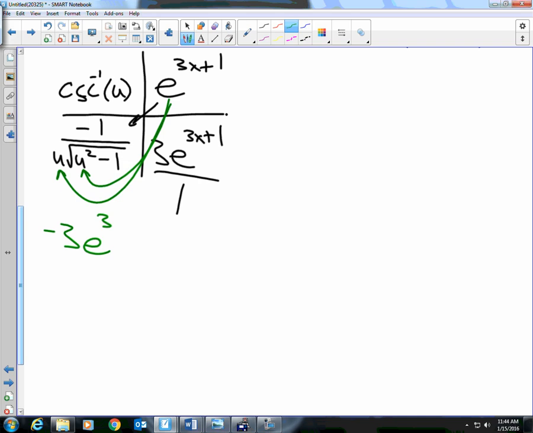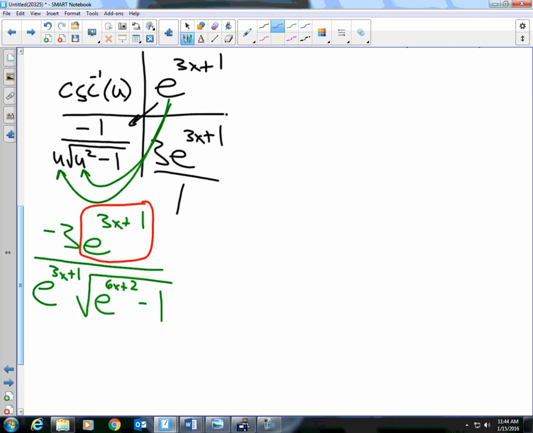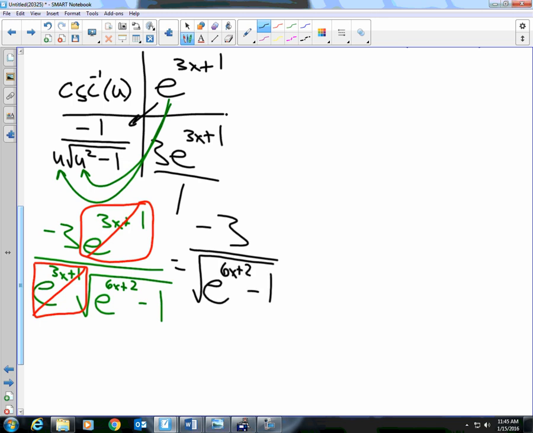Negative 3 times e to the 3x plus 1 divided by, and u is e to the 3x plus 1 times the square root of, if I square e to the 3x plus 1, what do I get? E to the 6x plus 2 minus 1. So you can see from our work here that e to the 3x plus 1 will cancel. We're left with negative 3 over square root of e to the 6x plus 2 minus 1. So in our previous problems, we haven't done a whole lot of reducing. But if there's something obvious like that, you should do it. Good question.